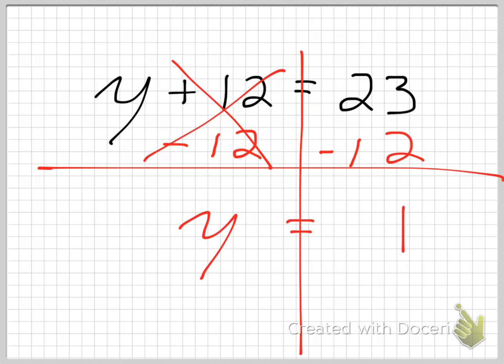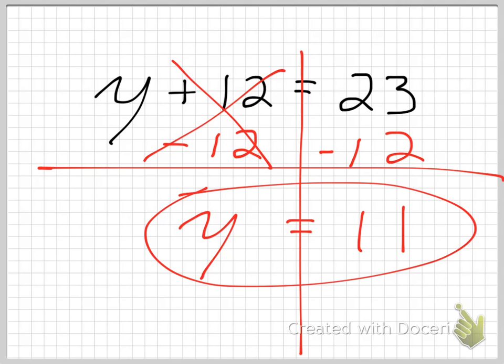3 minus 2 is 1. 2 minus 1 is 1. The answer is y equals 11. Did everybody get that right? Yeah. Okay.